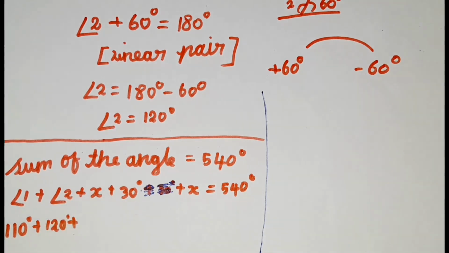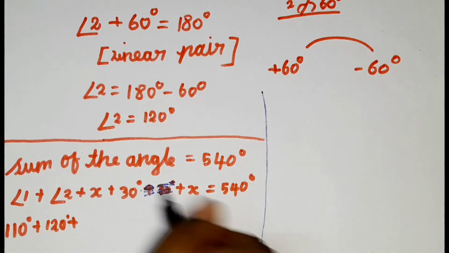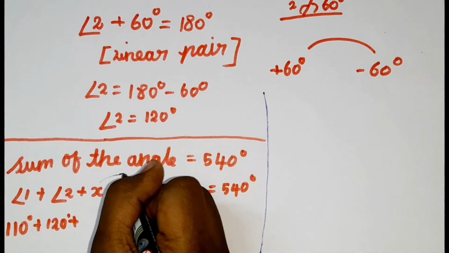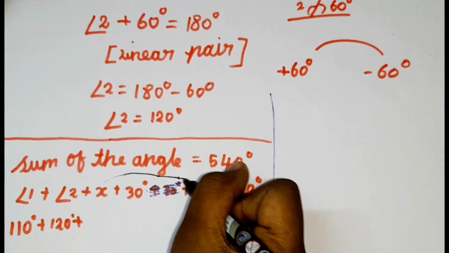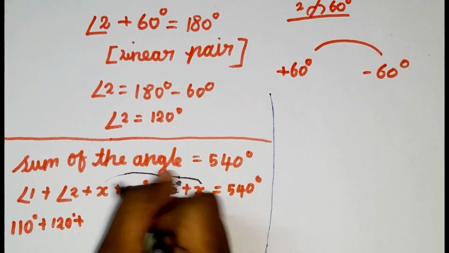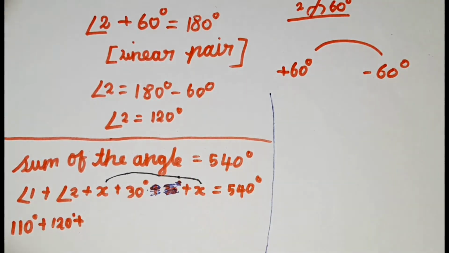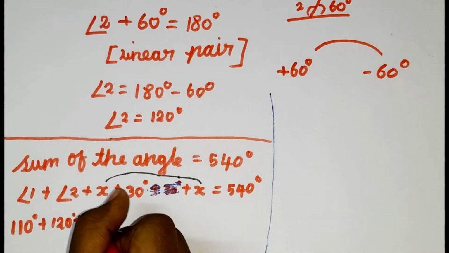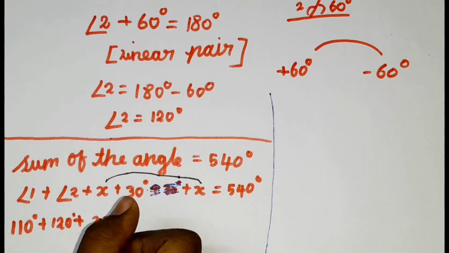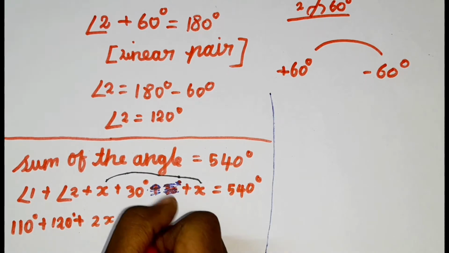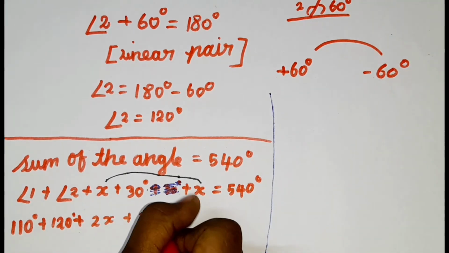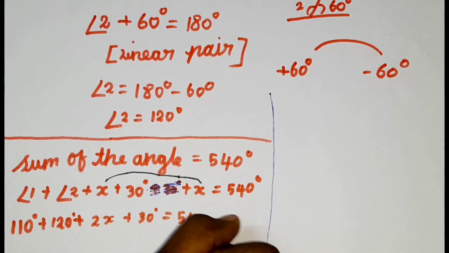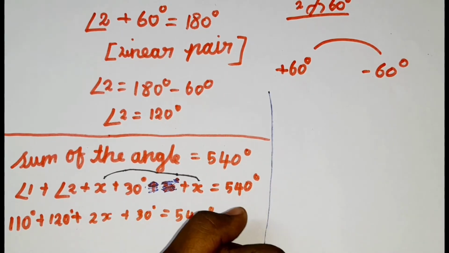plus x. So what is the value of x? We don't know, right? So here you guys can notice that we have 2x. Am I right? Here and here. So when we add up x plus x, what do we get? So x plus x is 2x. So we can take that, okay, 2x, so that it gets easier to solve the sum. Plus 30 degree is equal to 540 degree.